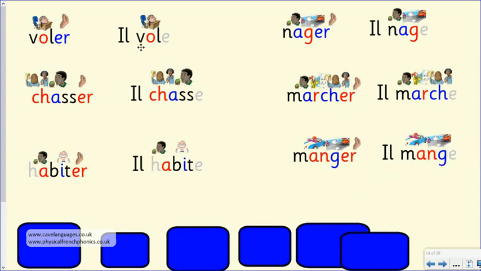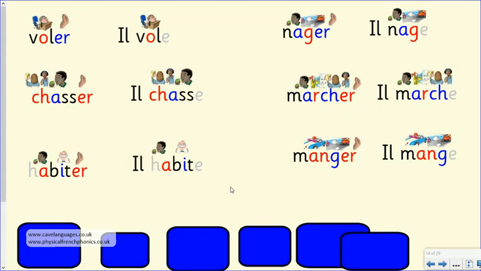You try those. Il vole, il chasse, il habite, il nage, il marche, il mange. Okay, I'm going to say one of those. See if you can touch the screen or point to the right word on the screen before I do. Il chasse, il nage, il mange, il habite. Okay, now I'm going to say it in English. Point to the right French.